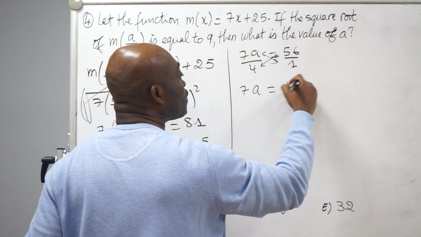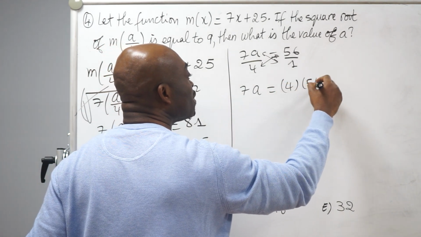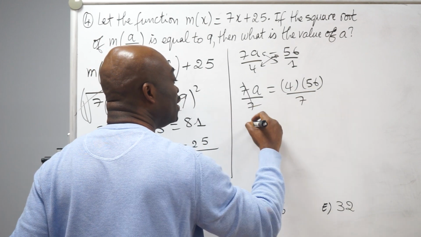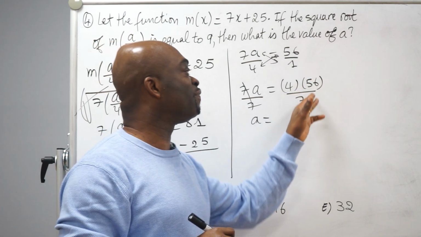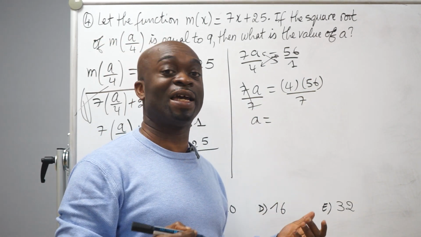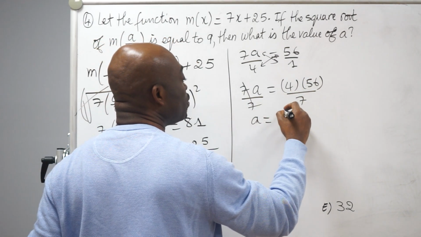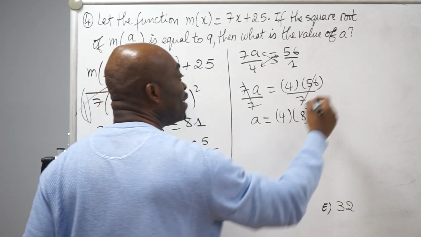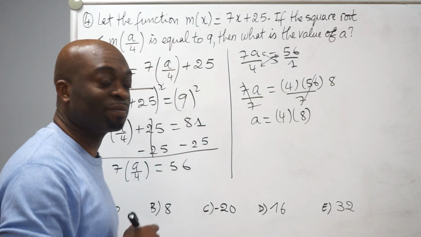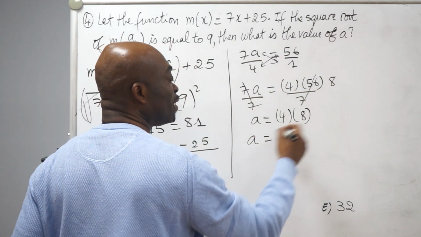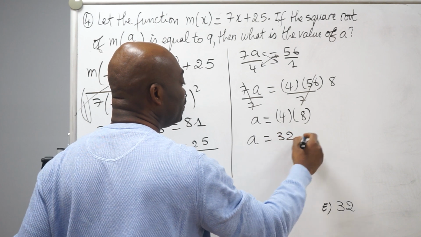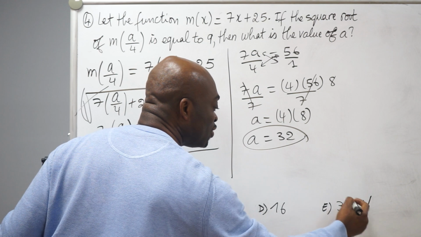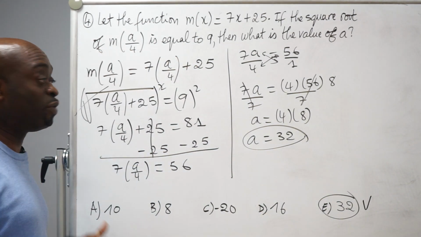Okay, 4 times 56. Now, can we divide this by 7? Yep, we can divide by 7 on both sides. And a equals what? Can we divide 56 by 7? Yes, because that's 8. So that gives you 4 times 8, because 56 divided by 7 is 8. And then what is 4 times 8? It's going to give us 32. And that's what we're looking for, a, which is 32. And that's the fifth answer here. All right? And we're good.